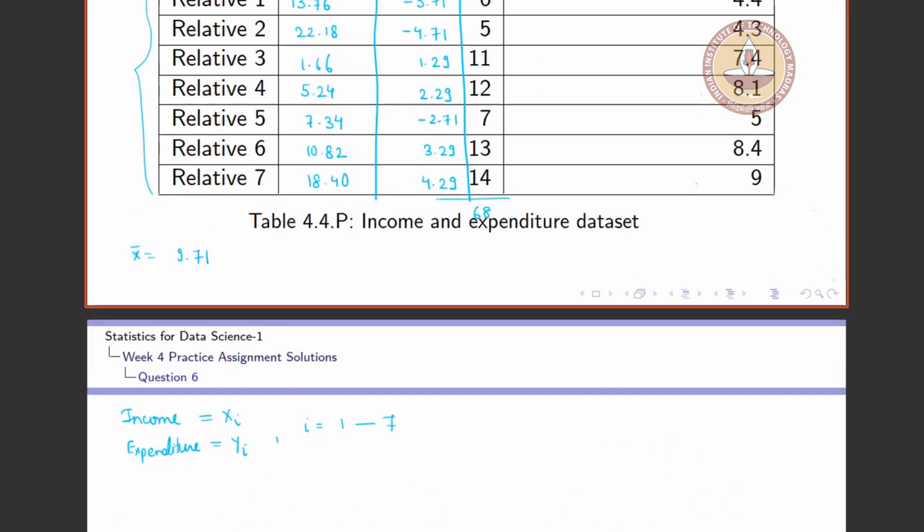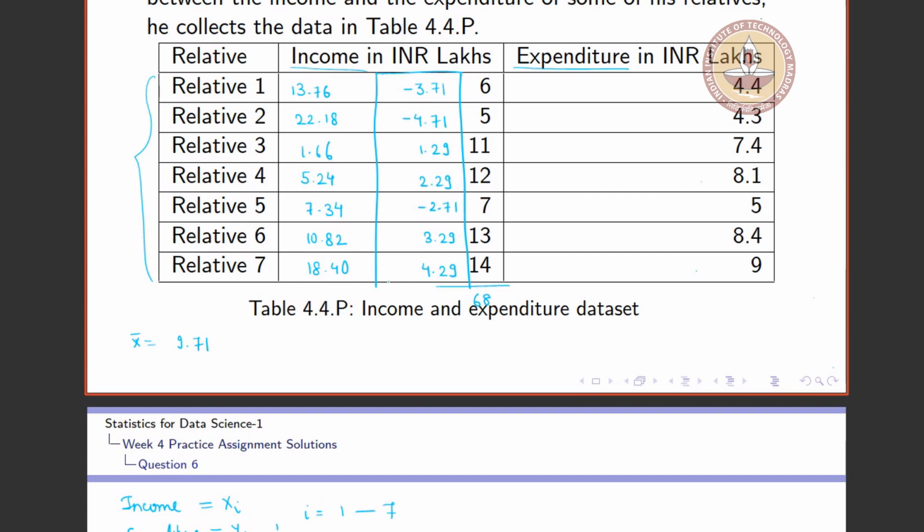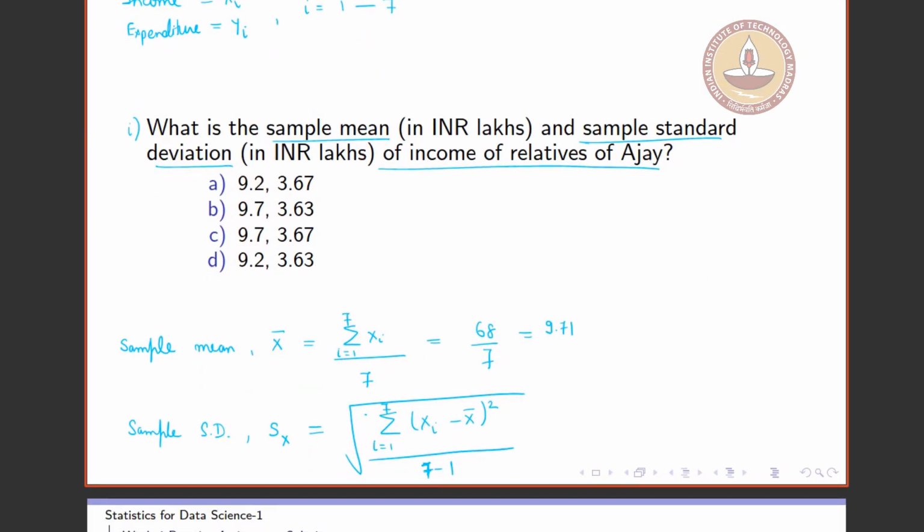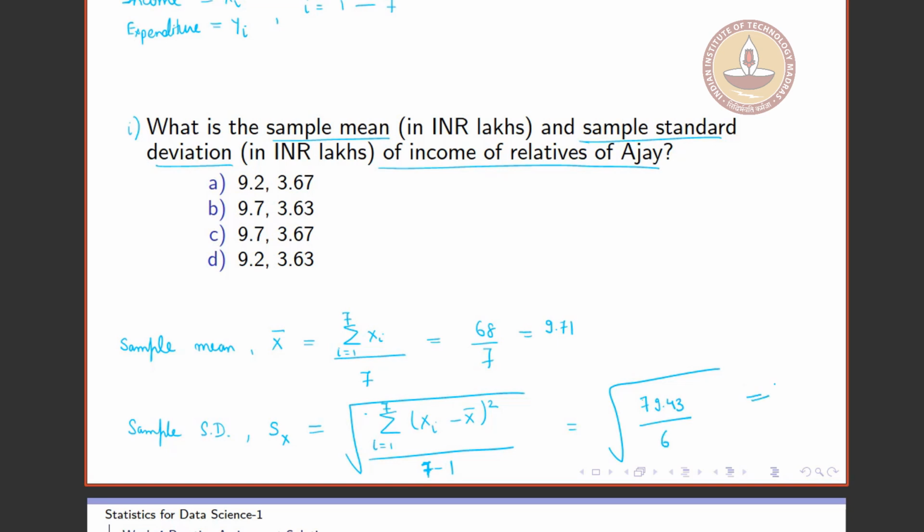Now the sum of all those squared deviations, if you calculate, will be equal to 79.43. So the sample standard deviation will be equal to the square root of 79.43 divided by 7 minus 1, that is 6. That will be equal to 3.638.